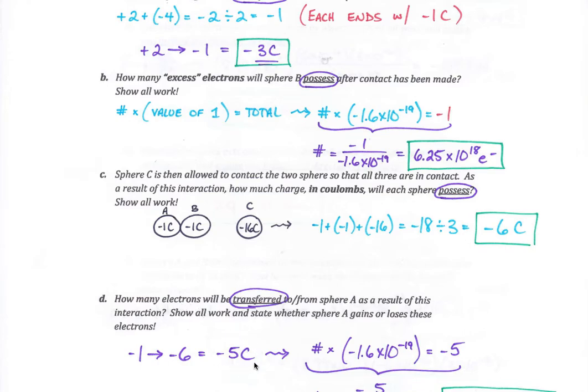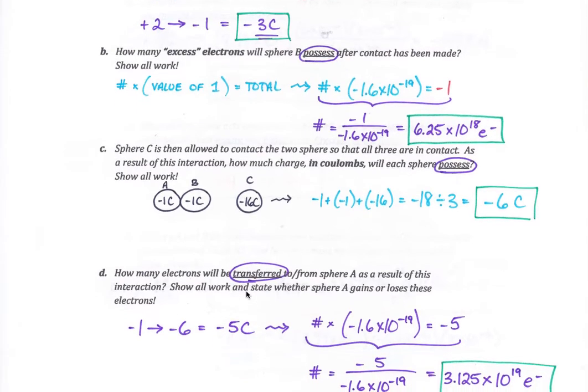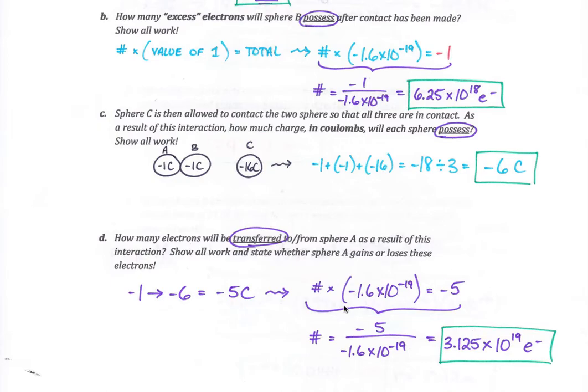So once I figured that negative 5 coulombs was the difference, what was transferred, I then plug that back into my equation that I discussed up top. The number times the value of 1 electron will give me the 5 that were transferred. If I just simply rearrange this equation, I should find that 3.125 times 10 to the 19th electrons were transferred, which is the same as roughly 31.25 billion billion electrons, which is a very high number, but again, 5 coulombs is a large amount of charge.